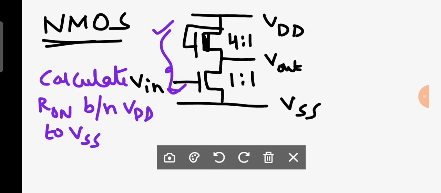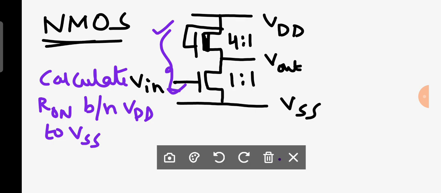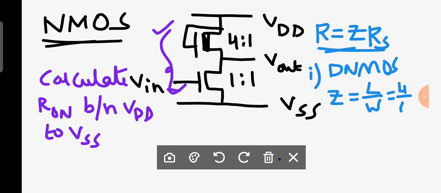Is it clear? Now we know very well how to find the on resistance. From the last class we have seen the sheet resistance concept applied to MOS transistors. How do we determine that? Can anybody try to explain this? Yes, absolutely. What is the basic thing we have? On resistance is equal to Z into RS. Now we will start with case number 1, a depletion mode NMOS. Will you please tell me what is Z? Z is equal to length by W, which is equal to 4 by 1. That means Z is equal to 4.